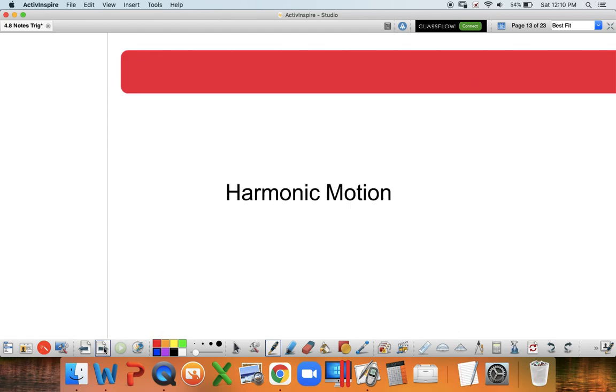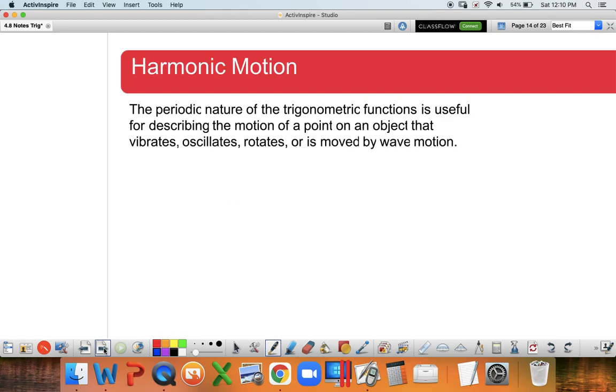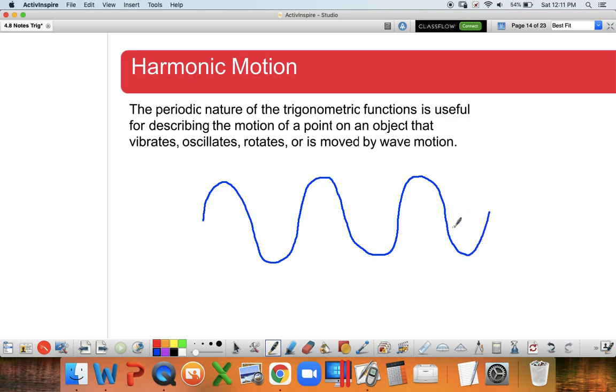All right, our last topic is harmonic motion. So think about our sine and cosine functions, right? They go up, they go down, they go up, they go down. That type of frequency, that type of pattern comes up quite a bit in terms of things that vibrate, oscillate, rotate, move in some type of wave motion.